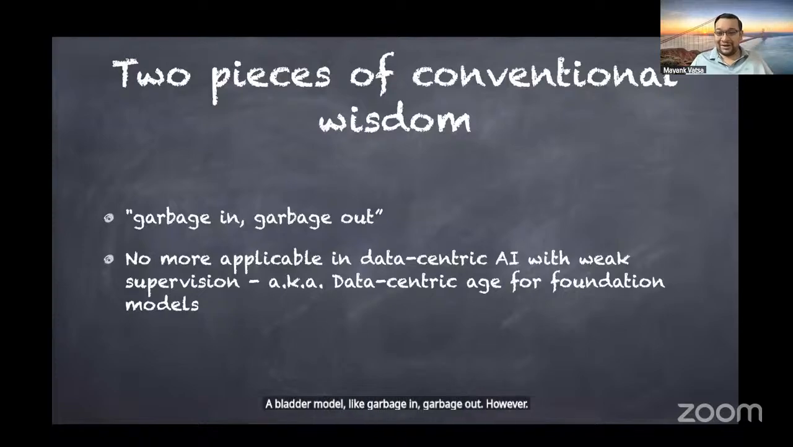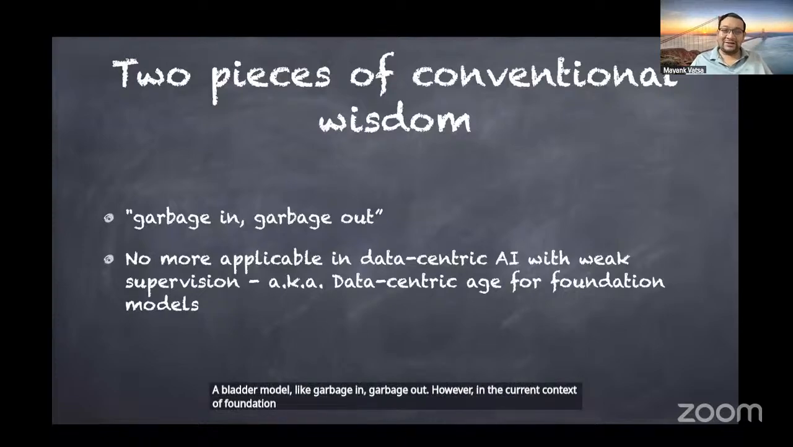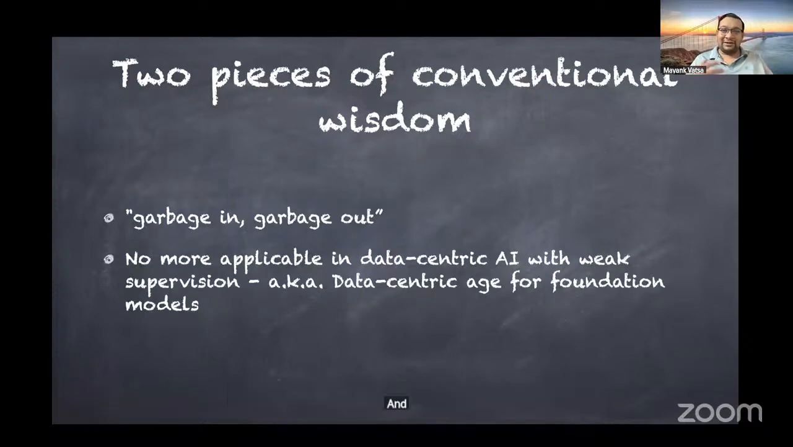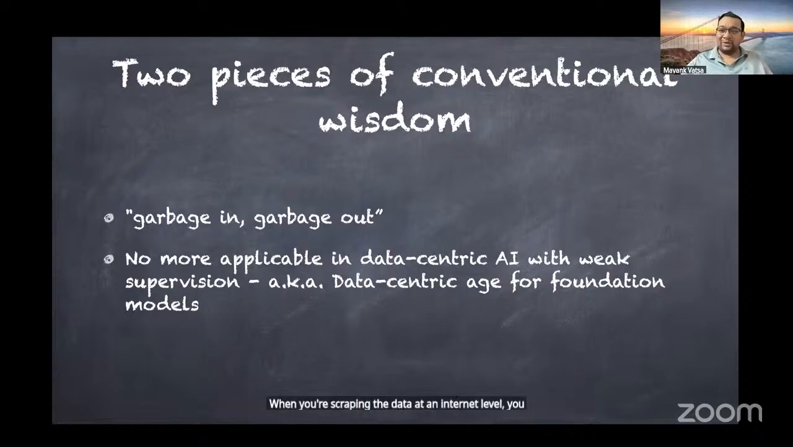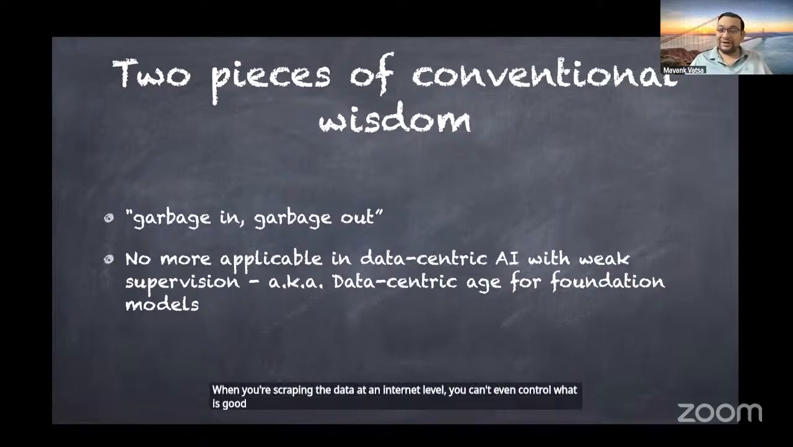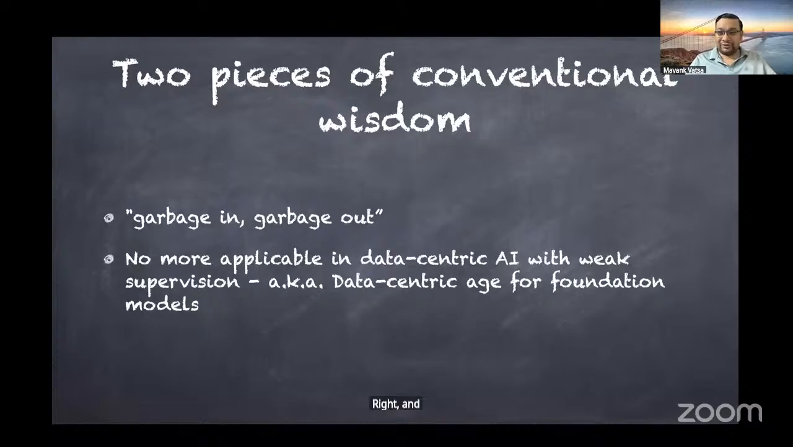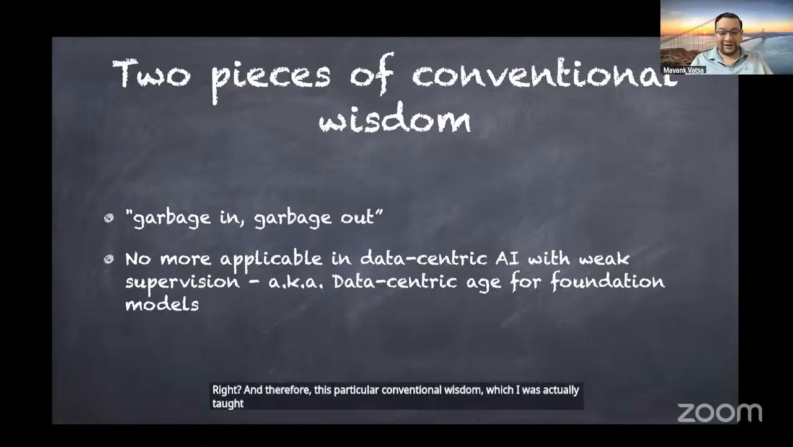However, in the current context of foundation models and the generative AI space, this is no more applicable. We are all sitting in a data-centric world, providing billions of unaudited samples and letting the model decide what is good and what is not so good. You don't even need to provide labeled data altogether, right? And when you are scraping data at the internet level, you can't even control what is good data, what is garbage, and what is not garbage, right? And therefore, this conventional wisdom, which I was taught, is no more valid.